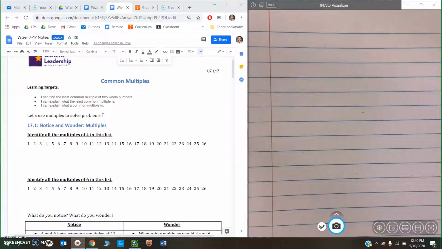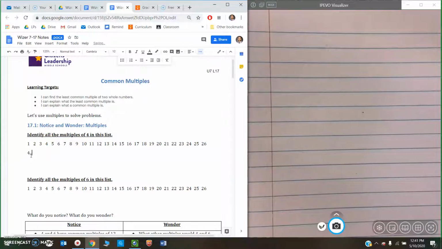So yesterday we talked about factors, right? And factors are any number that can divide a larger number evenly, okay? So factors are how you break a number down, and then multiples are kind of the opposite of that. So multiples are the numbers that factors can make. So let's look. Identify all the multiples of 4 in this list.